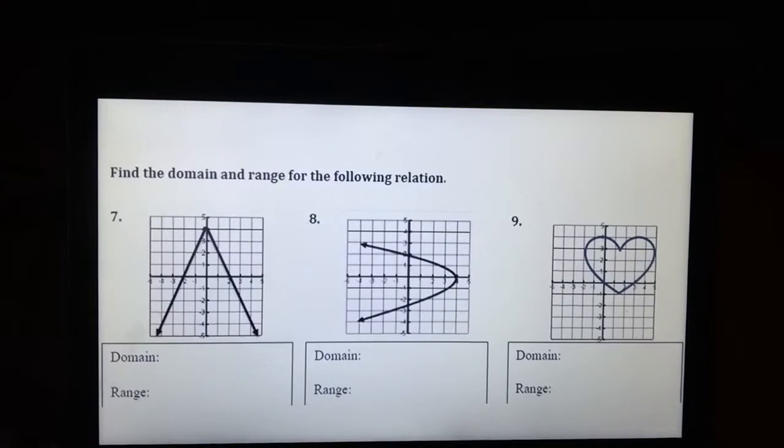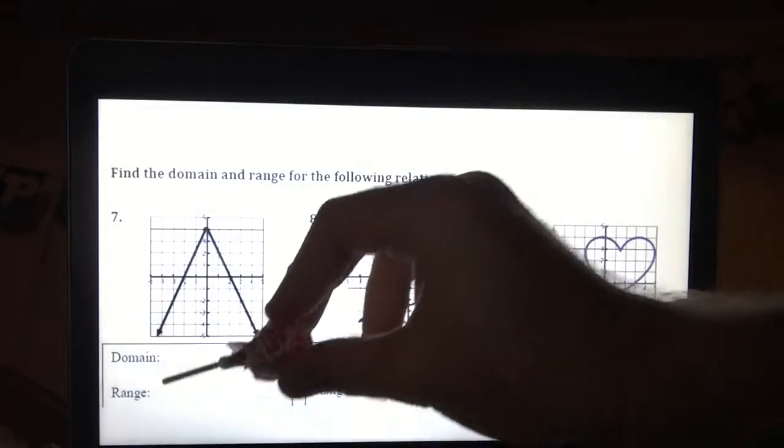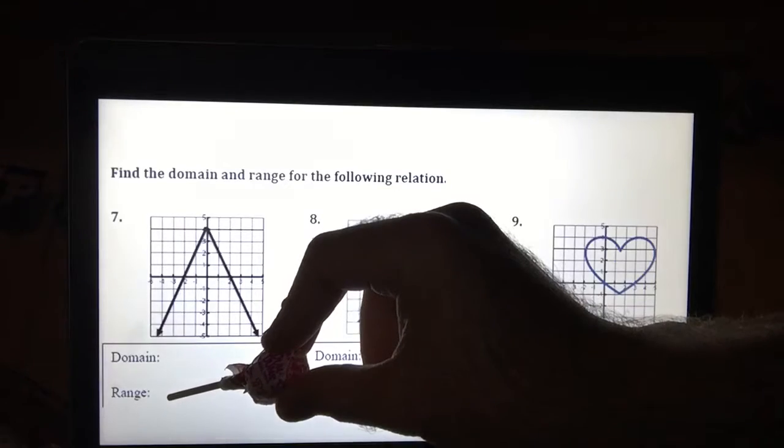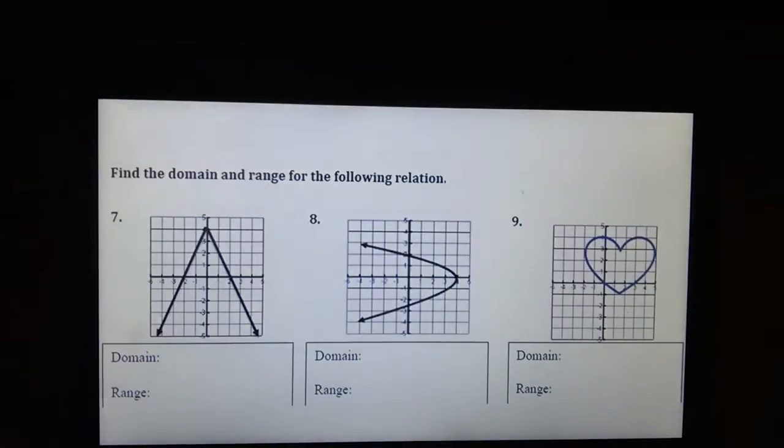All right, guys, so now for number 7, 8, and 9, I'm going to have you do those on your own, but I do want you to do one at a time. I'm going to let you do number 7, we'll go over it, then you do number 8, we'll go over it, and so on and so forth. Now go ahead and do number 7, but here's a hint for you. The hint is that the range, which is how high and low it goes, is not all real numbers, and you can kind of see why. So go ahead and find the domain and range for number 7.